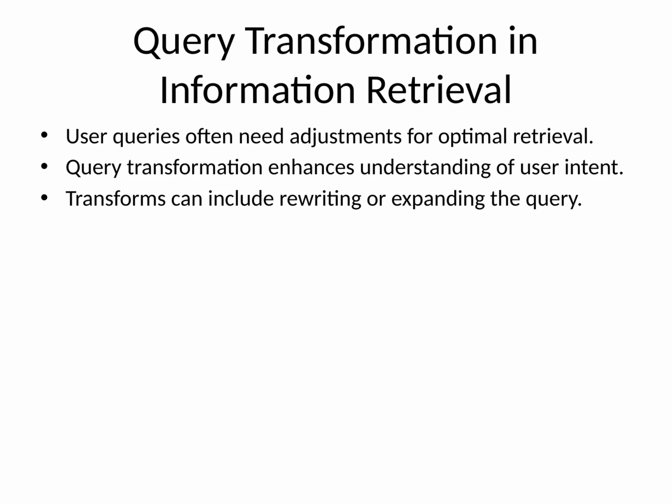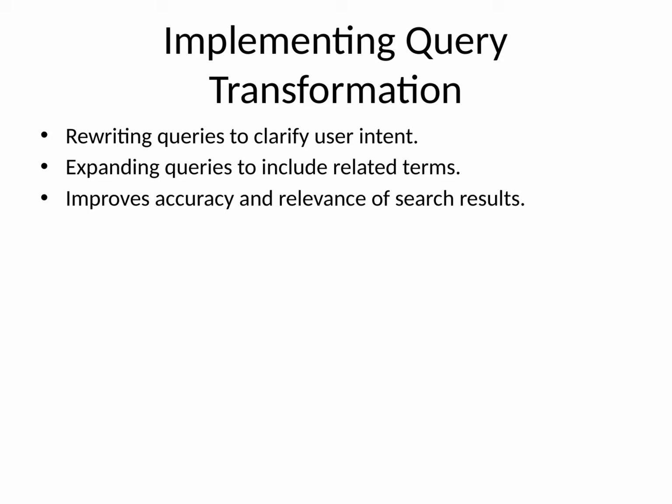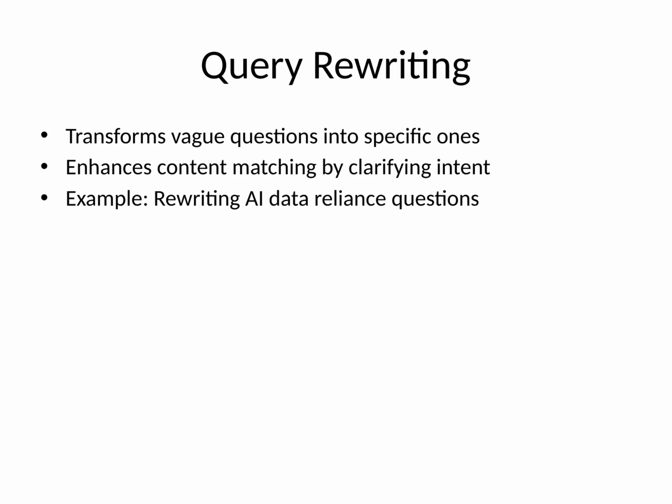In the information retrieval process, a user's original query might not be the best form for retrieving information. Query transformation is an innovative method that adjusts, transforms, or expands queries to better capture the user's intent and needs. When a user submits a query, we can implement query transformation by rewriting or expanding it in various ways. This process helps to clarify the user's intent and improve the accuracy and relevance of the search results.